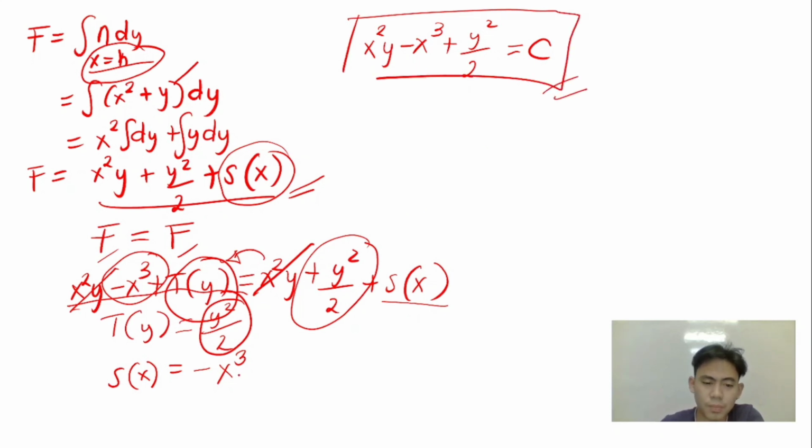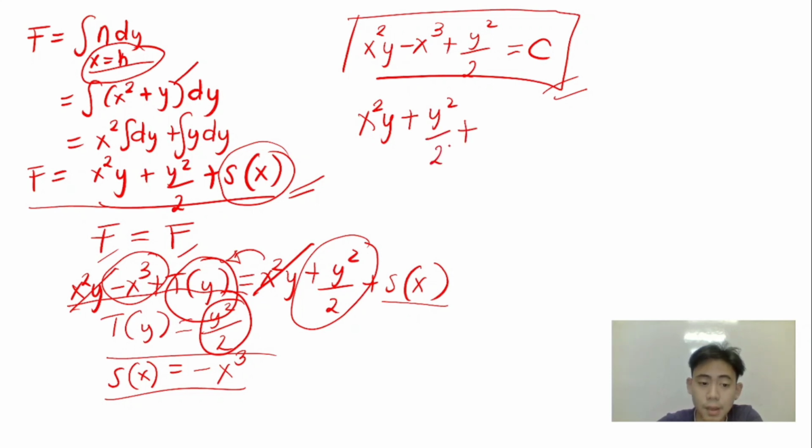Okay? So, Sir Paul, paano nga ba pag s of x yung ginamit namin imbis na t of y? Pwede din naman yun. For example, try natin siya dito sa second f natin. Ano nga bang second f natin? X squared y plus y squared over 2 plus s of x. Ano nga bang s of x natin? Since ang s of x natin is negative x cube, mga lods, dapat negative x cube yan.